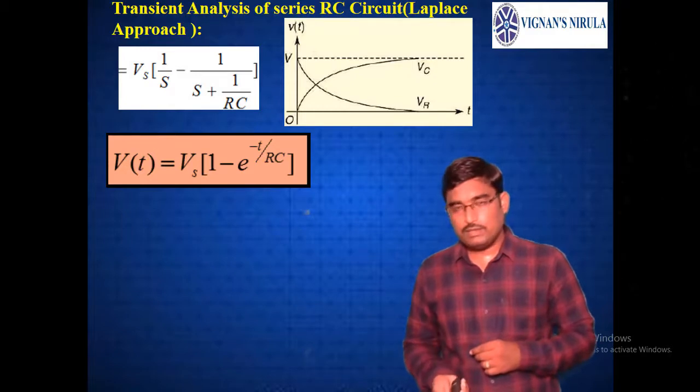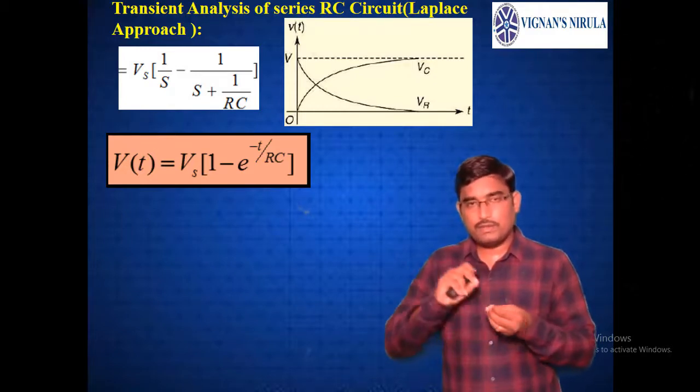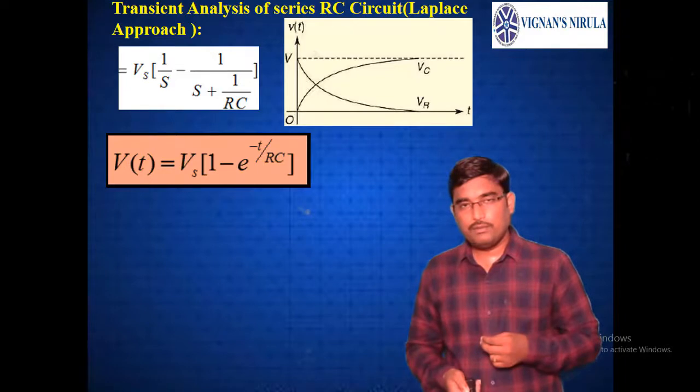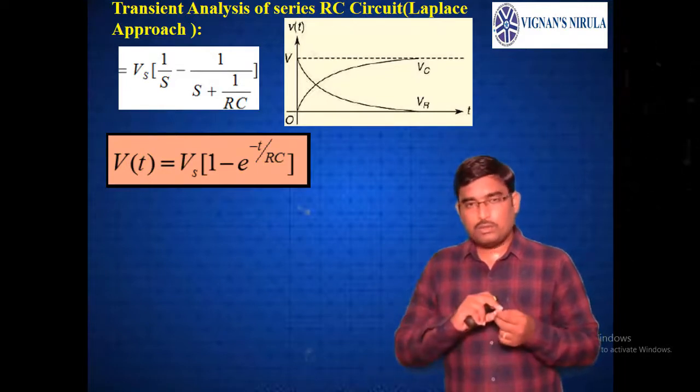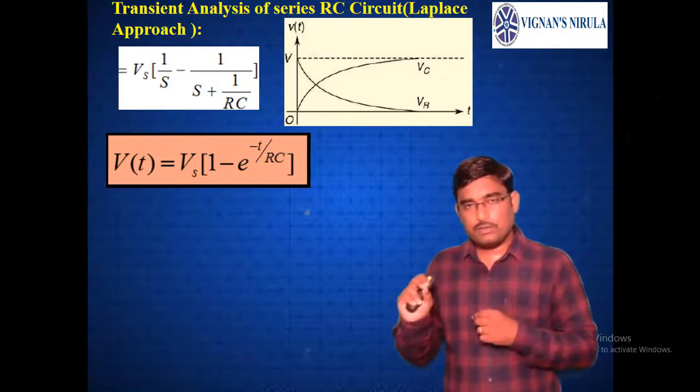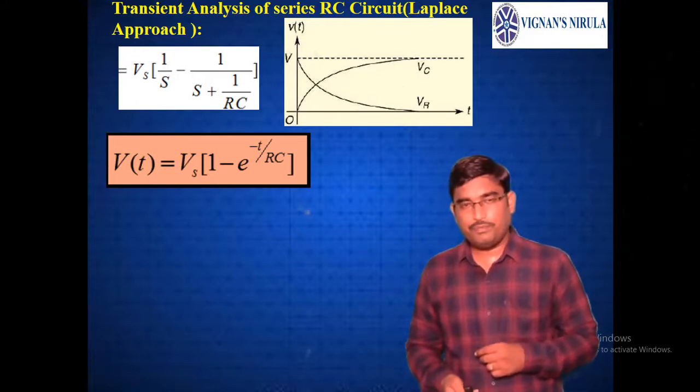In the same way, initially VR means the total supply voltage appears across the resistor. That's why VR equals V. Finally the total supply voltage will be appearing across the capacitor, so VR becomes 0.